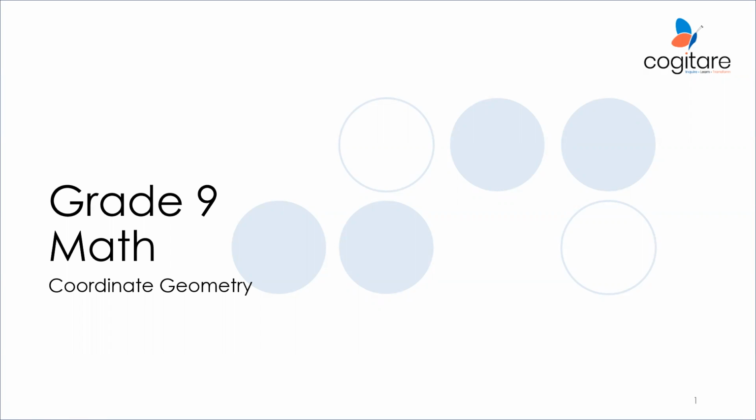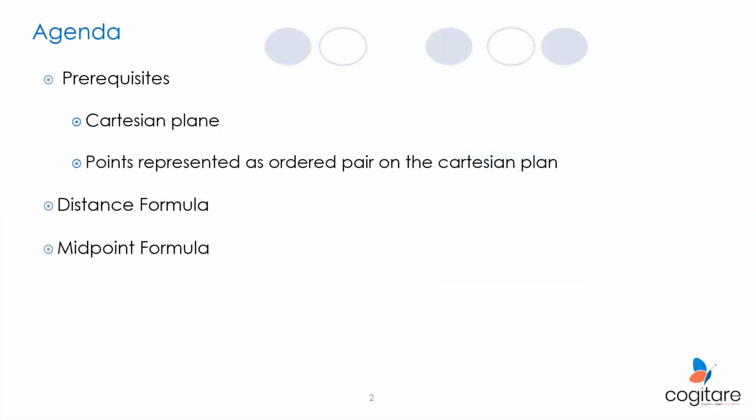Hello folks, so today let's look at two important formulas in coordinate geometry. One is called the distance formula and the other one is the midpoint formula, right? So in the previous video, we did talk about coordinate geometry as a branch of math that links algebra and geometry, right?